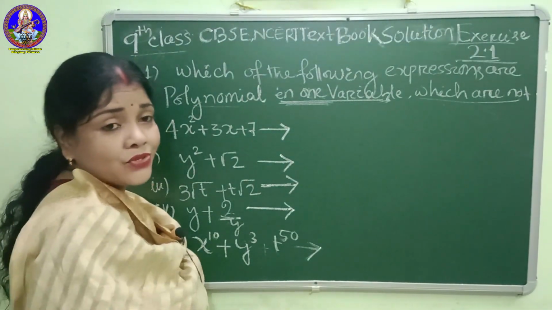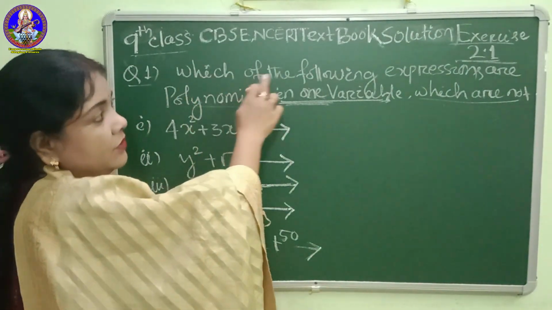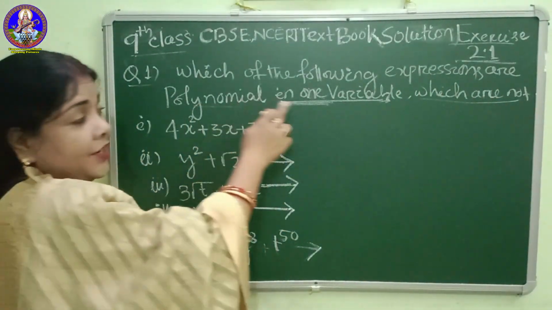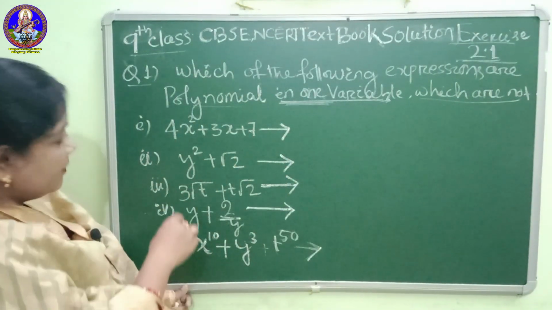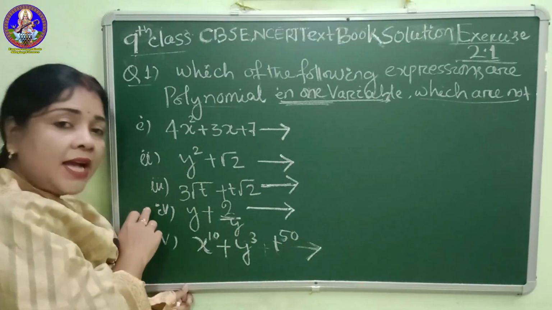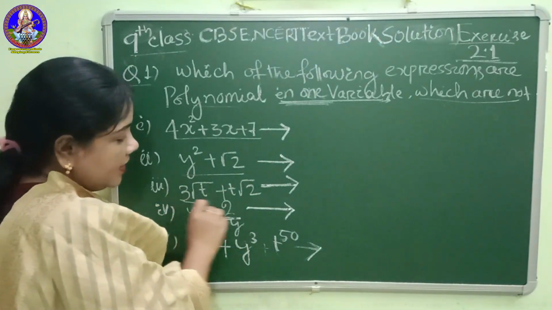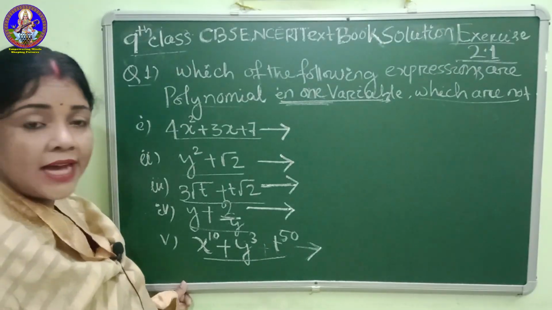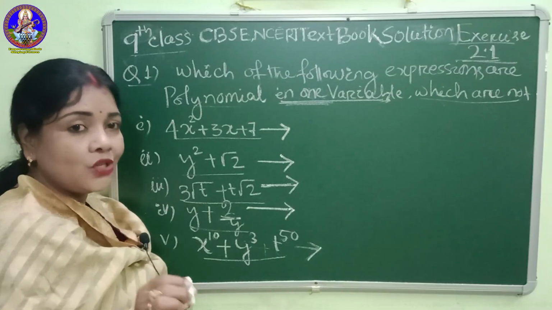Try to understand this question. Again, I am just trying to read it. Which of the following expressions are polynomials in one variable and which are not? Here 5 expressions are given. We have to check whether these mathematical expressions really come under polynomials or not. We have to follow the properties of polynomials, which I have already taught in the last class.